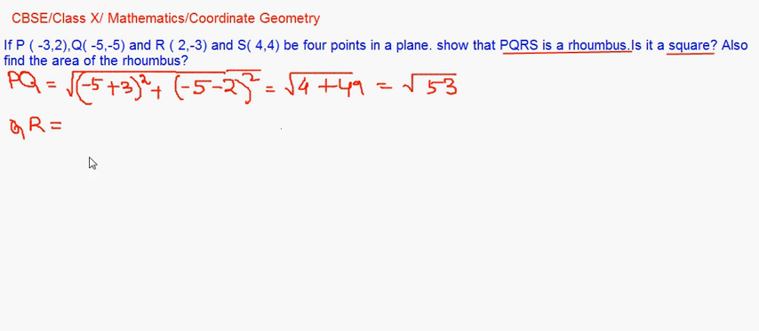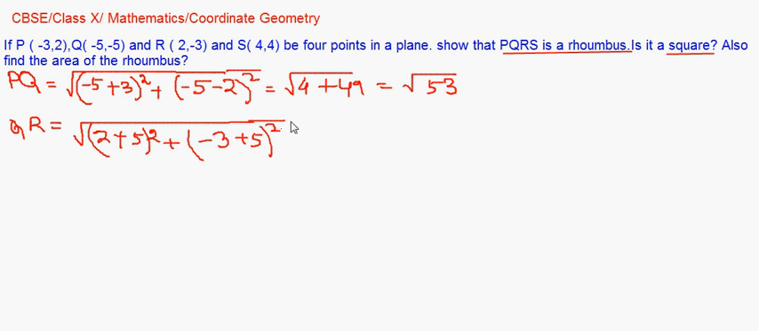Let us now find QR. Again the same method. 2 minus of -5 gives you a +5, x2 minus x1 whole square, plus y2, which is -3, again minus of -5, that's giving me a +5 whole square. Then it's 7 square, that's giving me 49, plus 2 square, that gives me 4. Oh, we got it, root 53.